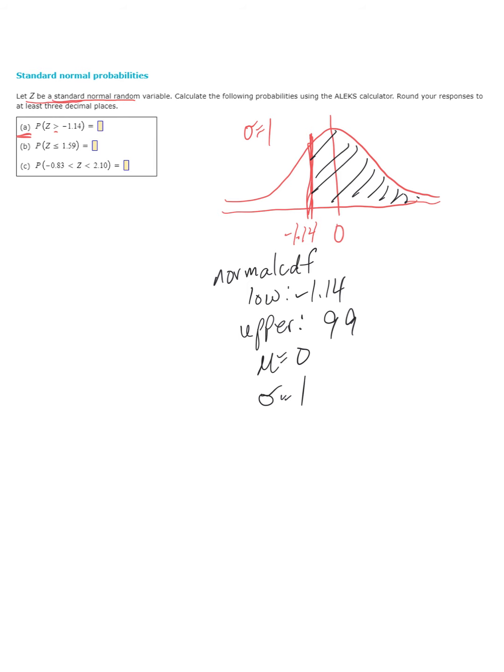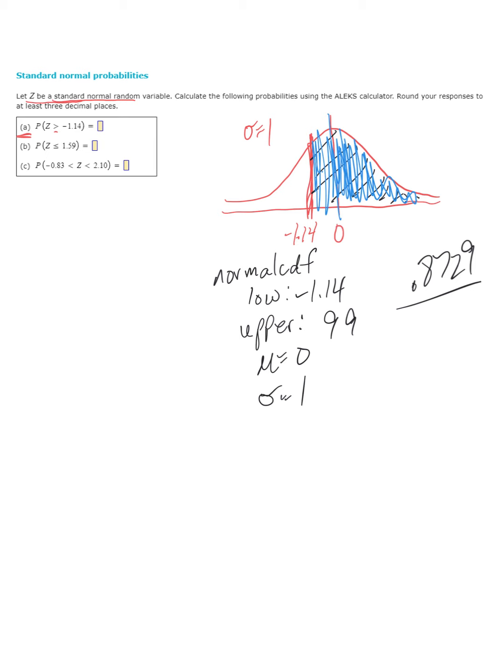And so I'll type those in, and I'll get my answer. Let me do that real quick for you. Now you should be expecting a number bigger than 0.5, because think about this. From 0 over, that's half, right? That's 0.5. So my value is going to be more than that because it's more than half. I come out with 0.8729 when I do that.